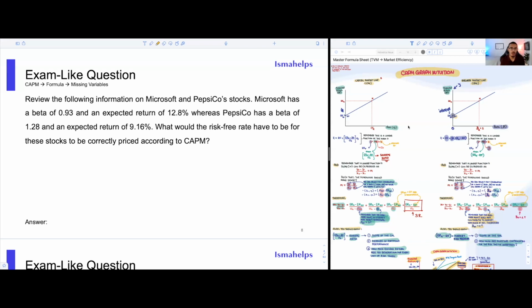That's how you solve an exam question. And that's how you practice and really make the most out of your study. And you actually get to know the information, like know what you're doing. So let's get into it.